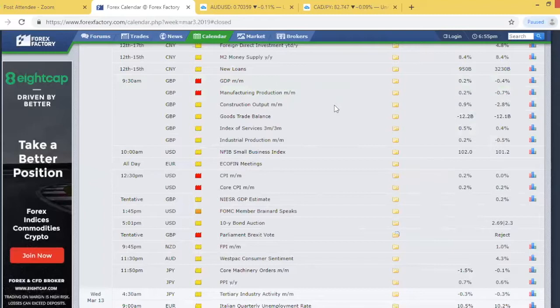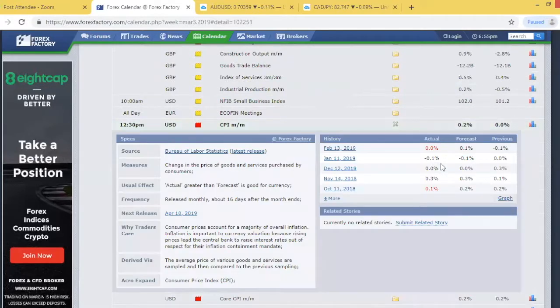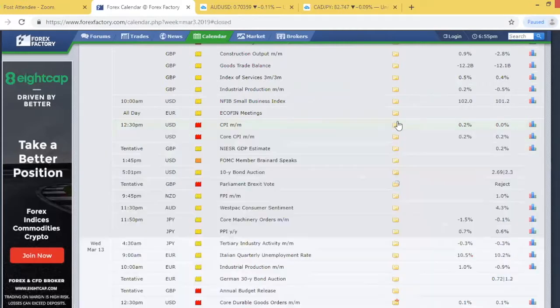Moving into the afternoon, we have CPI and core CPI data for the US dollar, expected to be 0.2%, which is round about the average that we've seen over the past year or so. It's been really between 0.2, 0.3% and minus 0.1%. So again, some steady figures coming in for CPI. I wouldn't expect too much there for the US dollar.